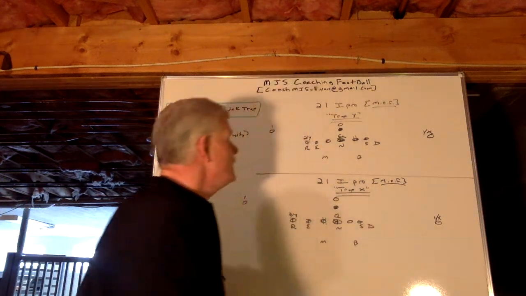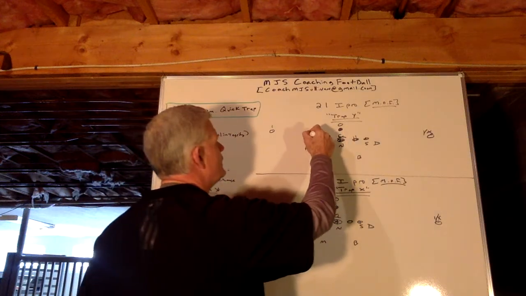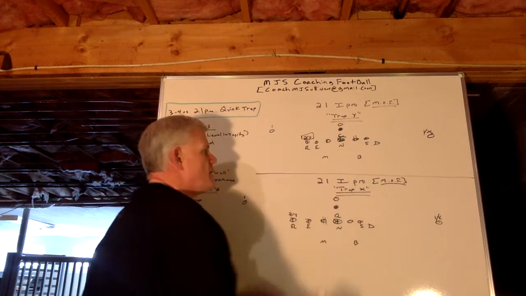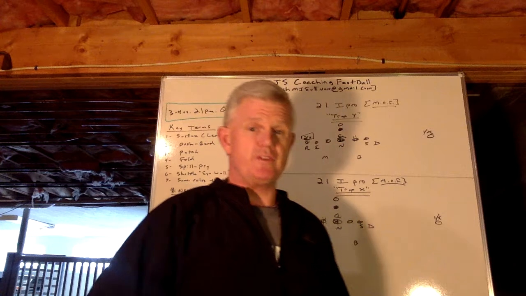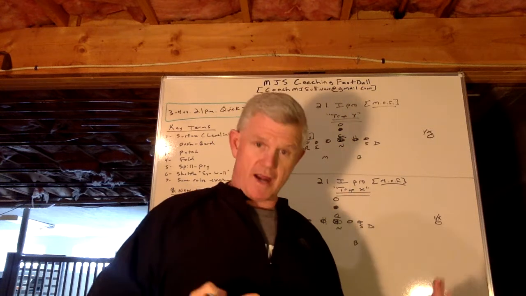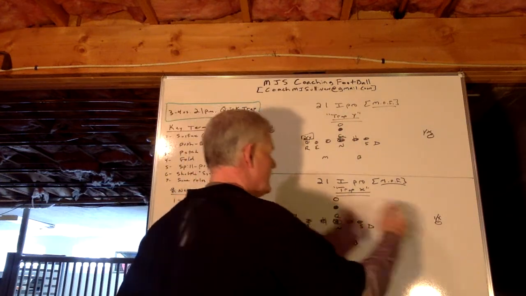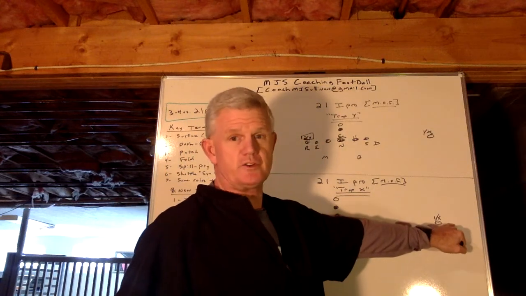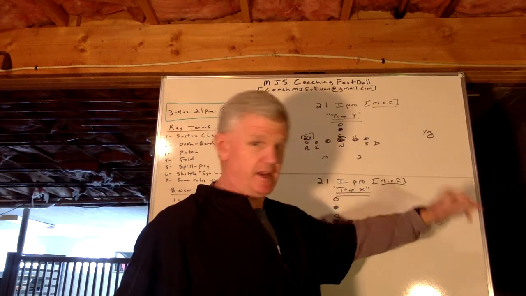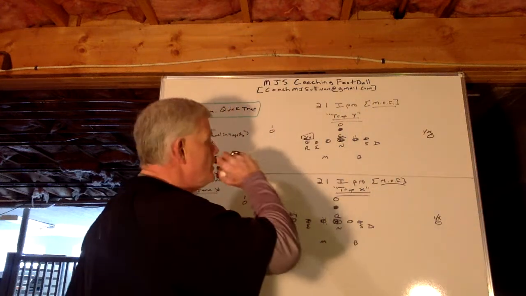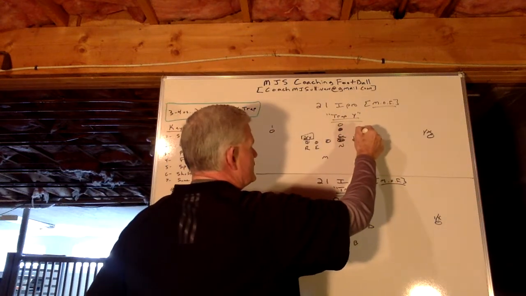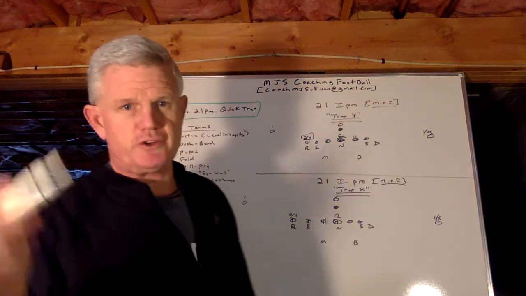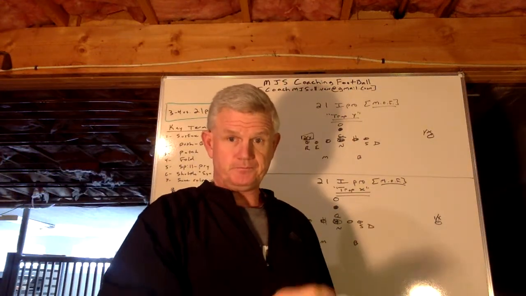All right. So first of all, trap Y means the trap's going to the tight end. We call the tight end the Y. Trap X means it's going away from the Y, which we call the split end, X. Okay. X and Y. In this case, the guard on the 2-man surface is going to be the trapper.